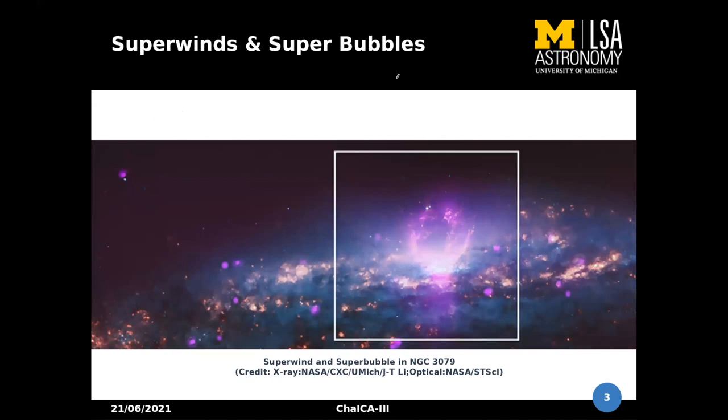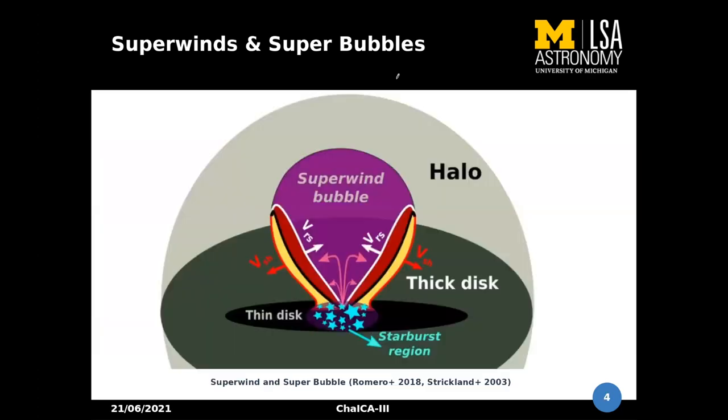I will briefly explain what a superwind and a superbubble are. Here you see the image of NGC 3079, and you see the formation of a large bubble which is visible in the X-ray image. This large bubble is formed by a galactic large-scale outflow, called a superwind, which emerges from a cluster of OB-type stars in the star-forming regions. And here is the schematic view of the superbubble and superwinds.